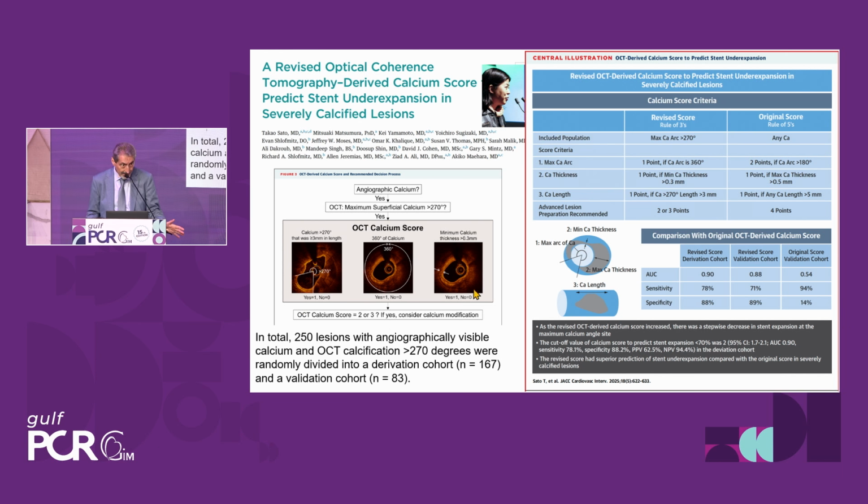She has simplified the score that you achieve with OCT, and now you have 3 quadrants, so the rule of 3 instead of the rule of 5: a 270-degree arc of calcium, or presence of a 360-degree complete napkin-ring of calcium, or a thickness of calcium of more than 0.3 millimeter. These 3 criteria alone predict better than the previous algorithm incomplete expansion to less than 70%.